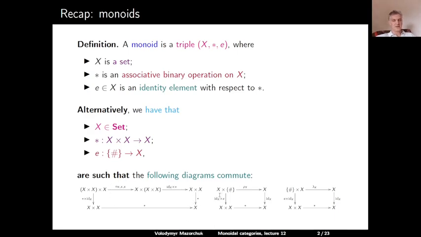The second diagram is that we start from X times our singleton. Applying the right unitor, we end up in X. Alternatively, we apply our map E, the second argument, to go to X times X, and then applying the operation, we end up in X. And we have a similar commutative diagram on the left. So this describes the notion of a monoid.